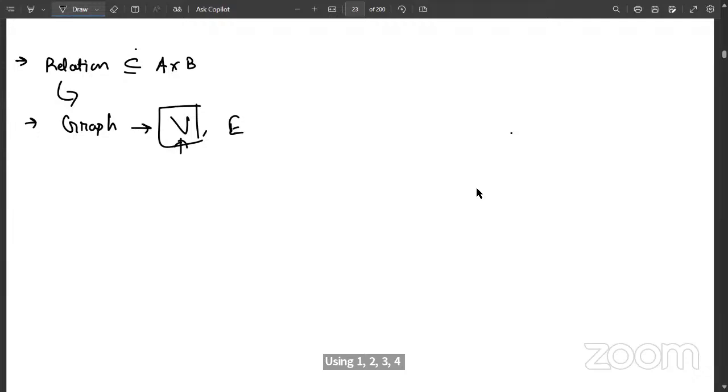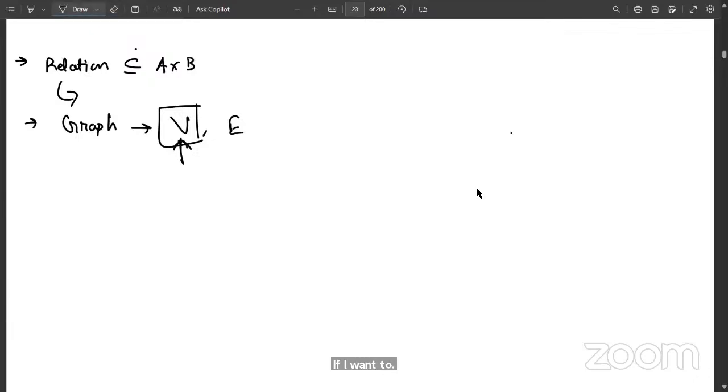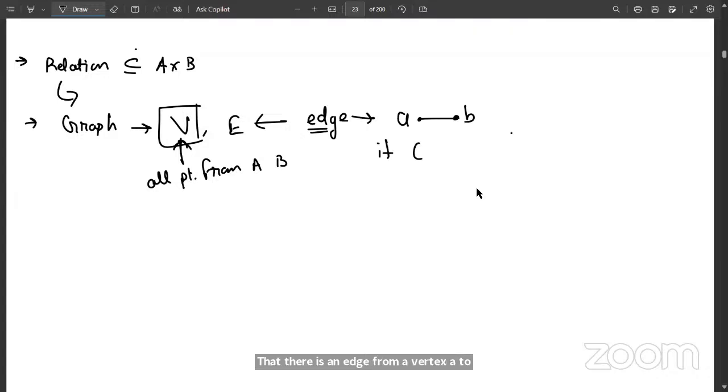So precisely, if I want to model a relation which is a subset of A cross B, then my set of vertices is all points from A cross B. You consider all points from the sets A and B, and you draw an edge between two points. So what is an edge? If I want to generate a graph using a relation, then there is an edge from vertex A to vertex B if A and B are related, that means the tuple A comma B belongs to your relation. So if a relation is given, we can easily generate a graph, which will give us all the characteristics of that particular relation.